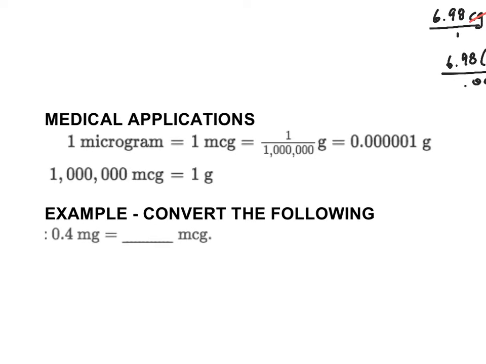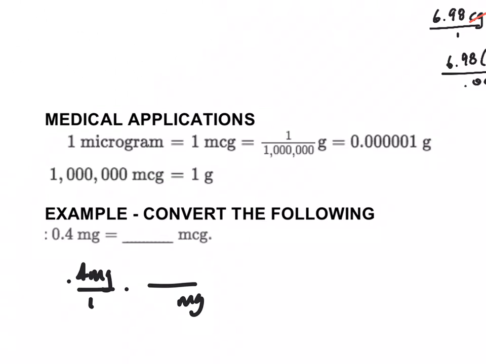In medical applications, they have this other thing called a microgram, where 1 gram contains 1,000,000 micrograms. Or if you have 1 microgram, that's 0.000001 of a gram. And so we want to be able to convert from milligrams into micrograms. On this one, I would do 0.4 milligrams over 1, multiply that by something with milligrams on the bottom and micrograms up top.